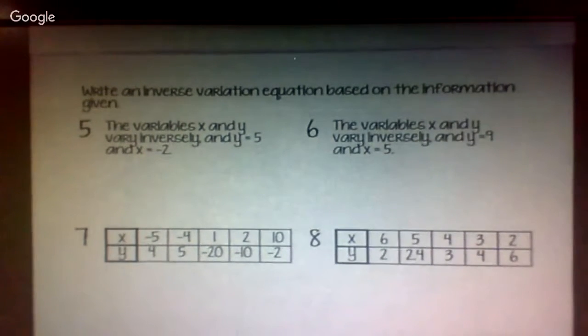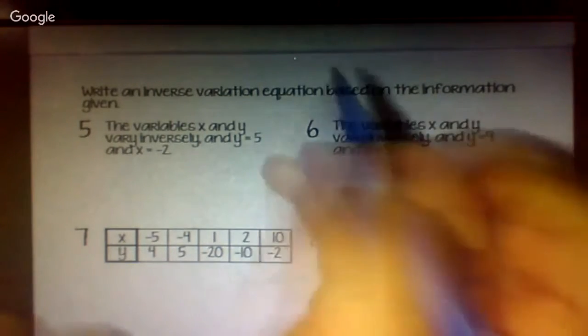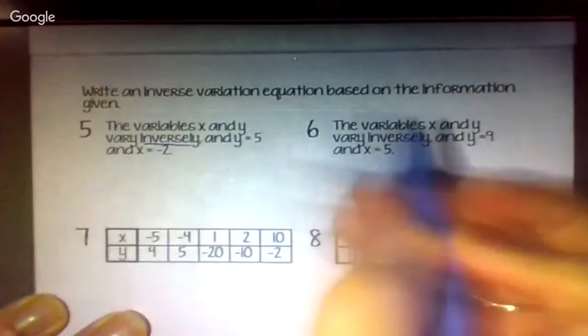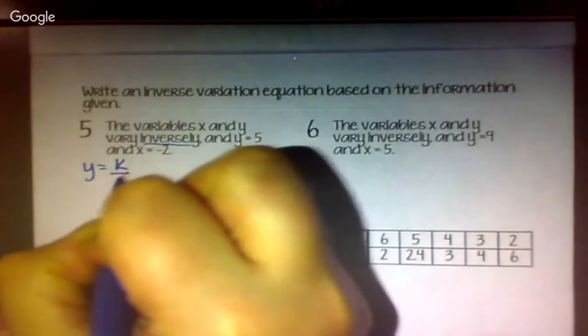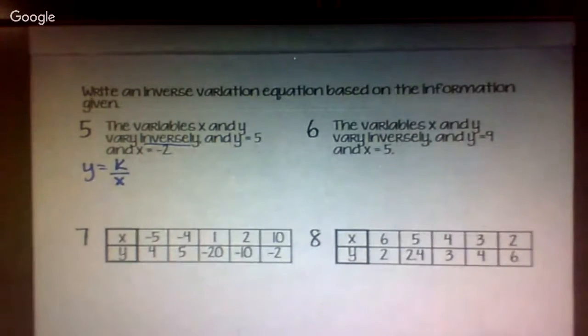So number 5 says the variables x and y vary inversely, and y is 5 and x is -2. So as soon as you see this word inversely, you need to write y equals k divided by x.